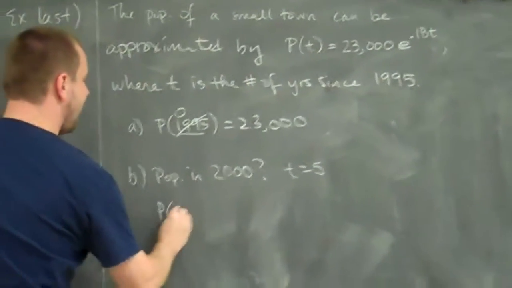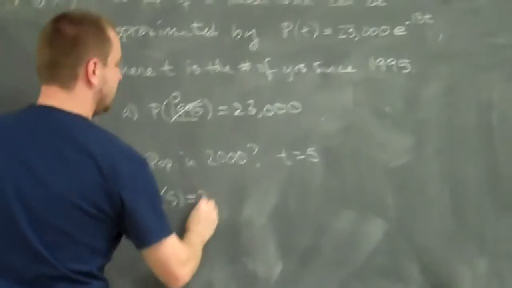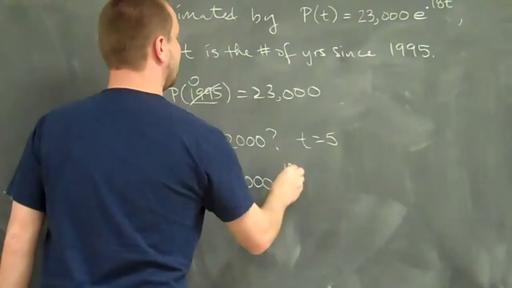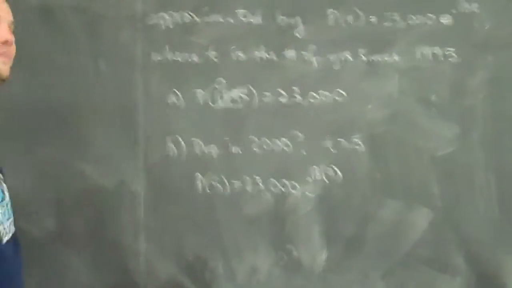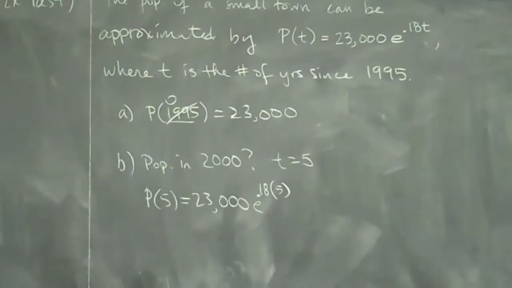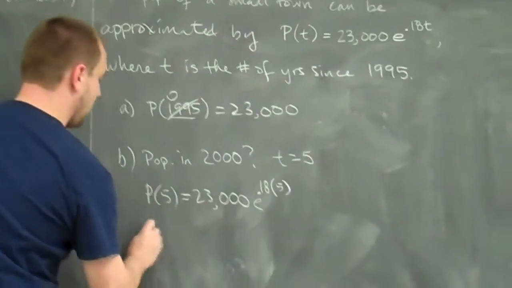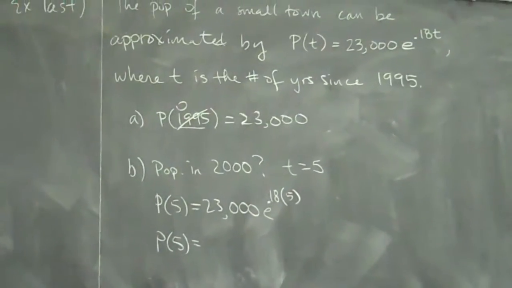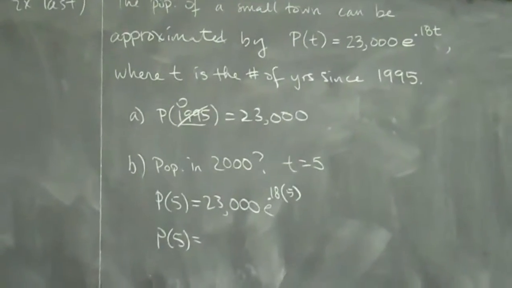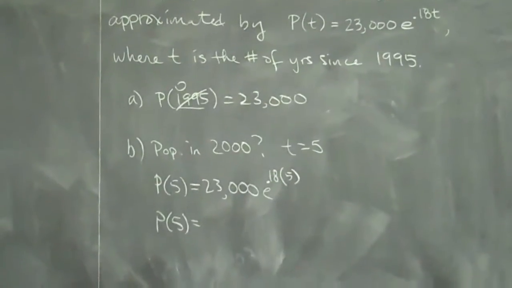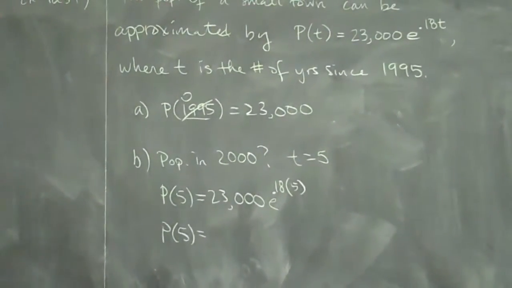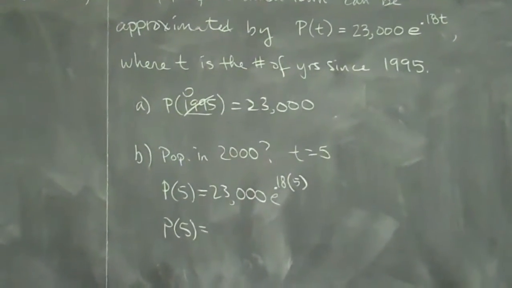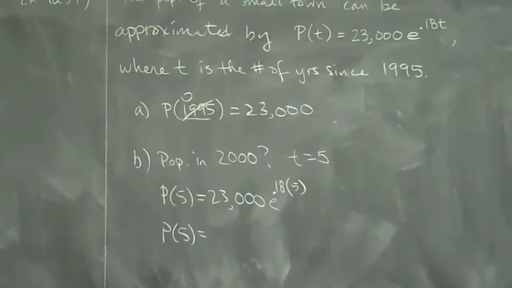All right, so what's P of 5? What's 23,000 E to the 0.18 times 5? Or just 56 people? No. I don't know. I mean, these numbers are purely made up. I have no idea what number we're going to get.